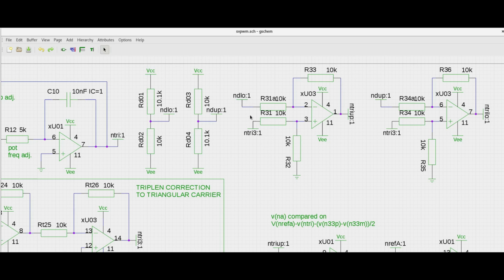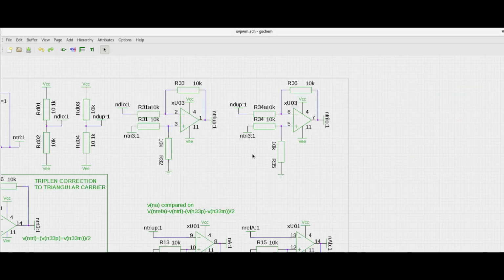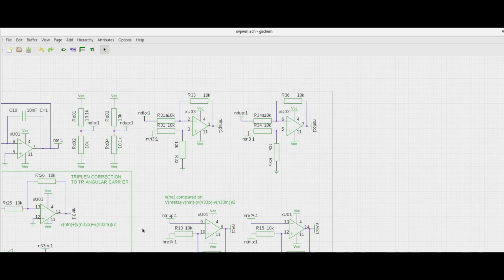So in one of the adders, I will take this triangle and add it to this offset. I will get one triangle, let's say blue. Then to the other one I will add the other offset, and I will get the lower triangle. So these two triangles will have a slight offset between them, and that is what we want to use for comparison.